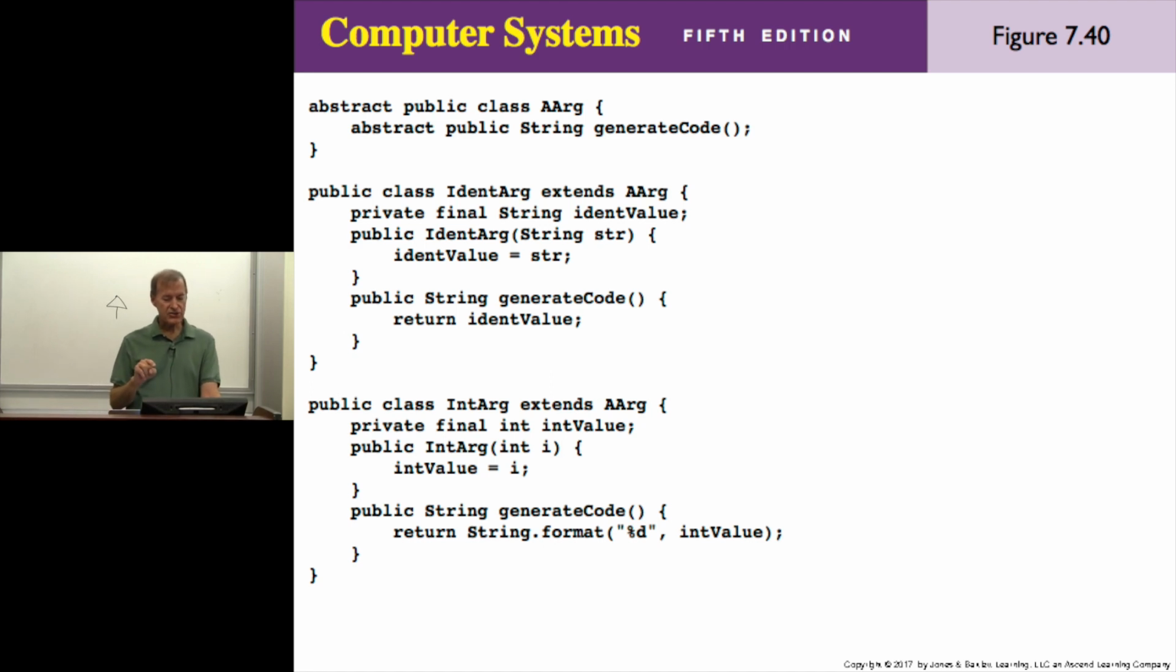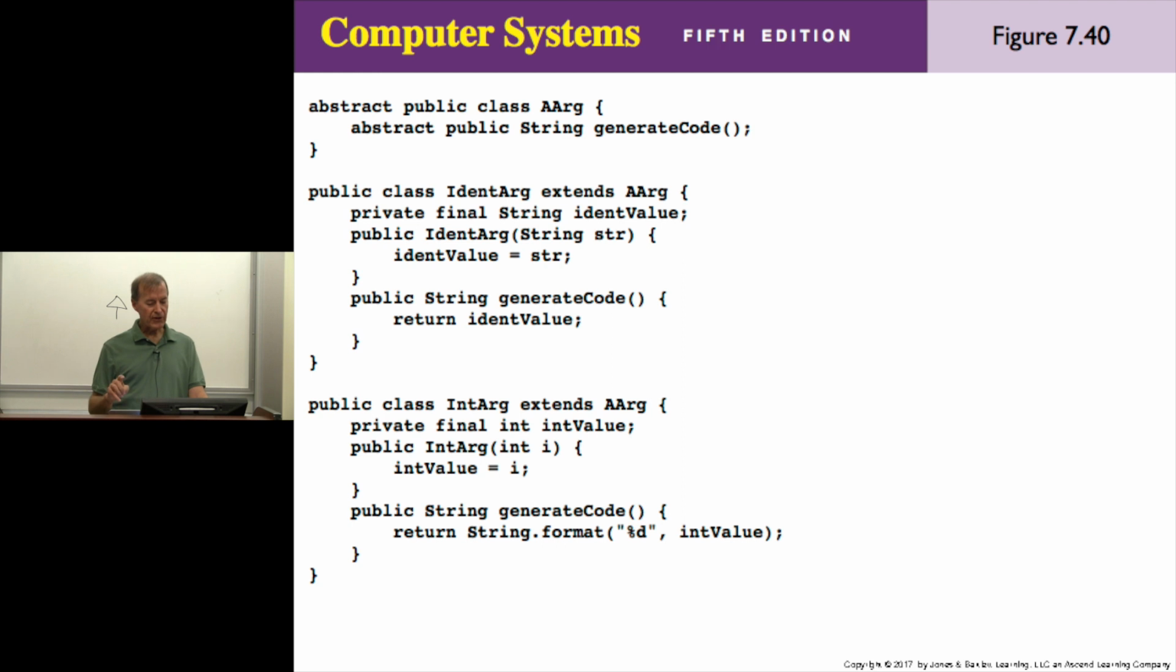And now, what is the Java keyword that does this inheritance? It's called extends. So public class IdentArg extends Arg. So IdentArg is a subclass of Arg, and it has a private final String identValue, so that is its attribute. And here's the constructor, public IdentArg(String), and the attribute gets the value that's passed as the parameter. Are you with me?